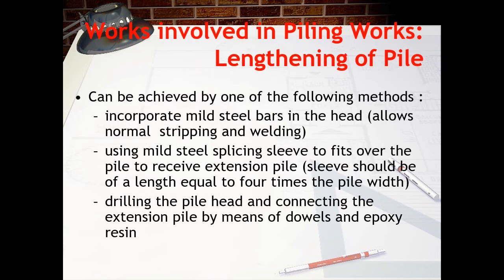Now the works that involved in piling works, we have the lengthening of the piles. So, bila kita drive the piles and the piles is not at the level yang kita nak, so kita kena splice, kena sambungkan pile yang lagi satu dekat atas lah. Okay, this can be achieved by one of the following method. First, incorporate multi-bar in the head. It allows normal stripping and welding, ataupun using multi-splicing sleeve to fit over the pile to receive extension pile, ataupun kita drill the pile head and connecting the extension pile by means of dowels and epoxy resin.